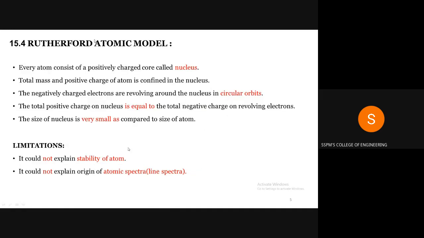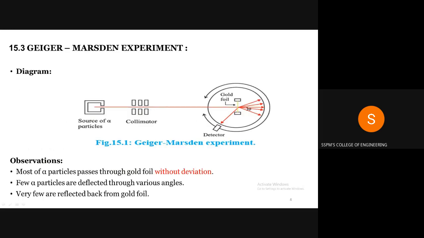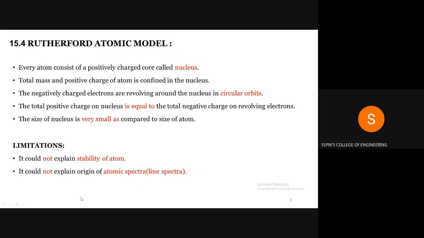Rutherford's atomic model was born, right? When alpha particles are incident on a gold foil, scattering of these alpha particles takes place. But the observations are there. Most alpha particles pass through the gold foil without deviation. Few alpha particles are deflected through various angles, and very few are reflected back from the gold foil. And as per this observation, Rutherford's atomic model was born.